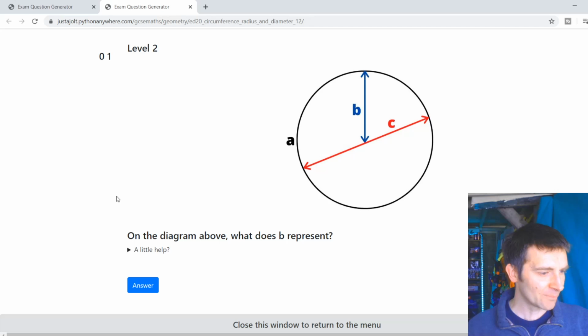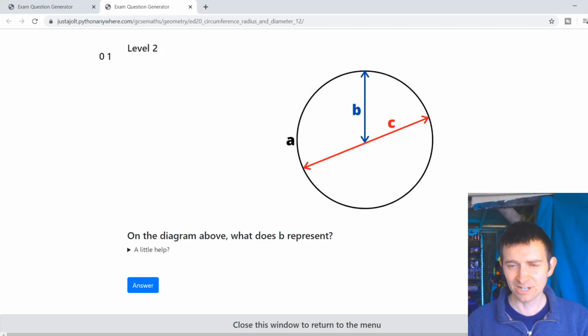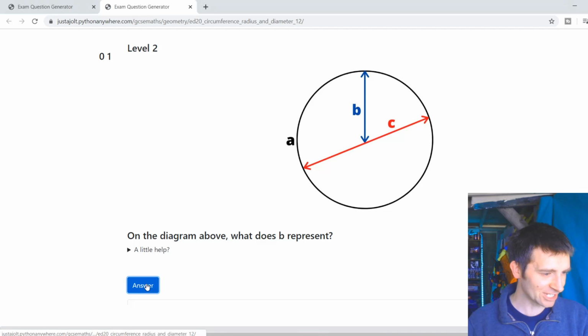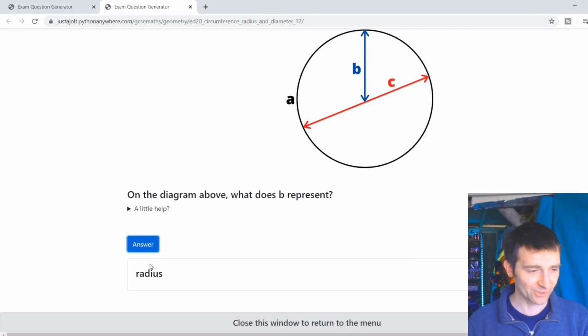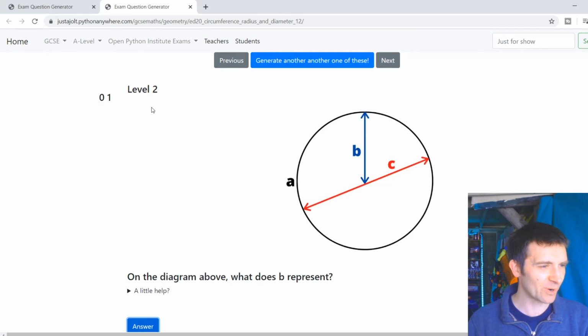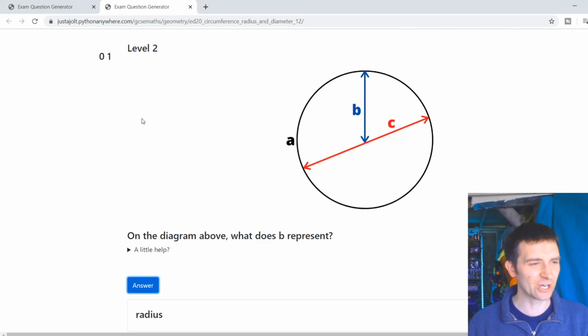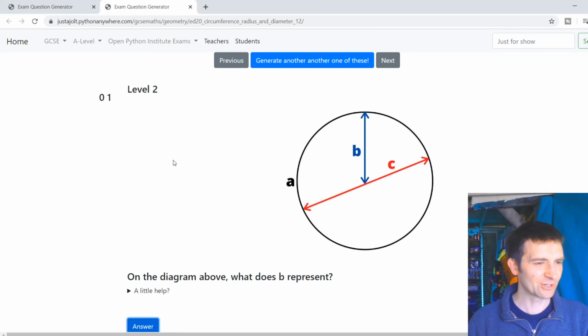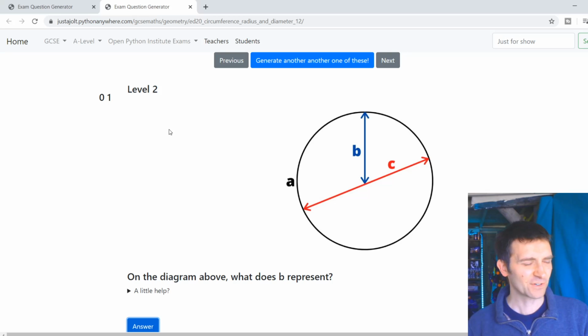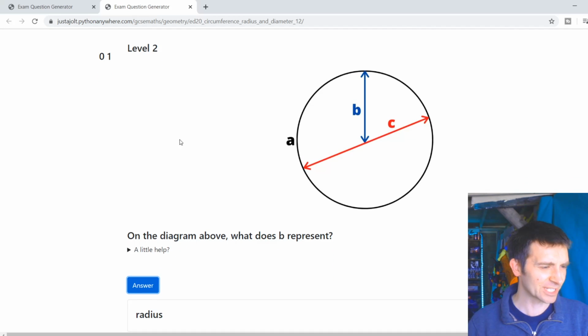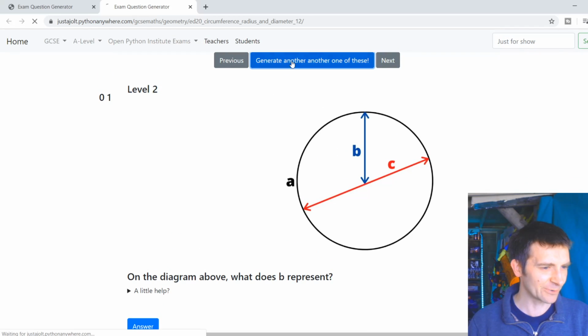So, on the diagram above, what does B represent? Well, B is this thing here. And B, on this occasion, I think we'd all be fairly confident in saying represents the radius. And indeed, when we click on the answer there, it does represent the radius. This, by the way, is kind of only a level 2 thing to know. So you don't have to be that high up to know this stuff. Just being able to name these is great, but anyway.